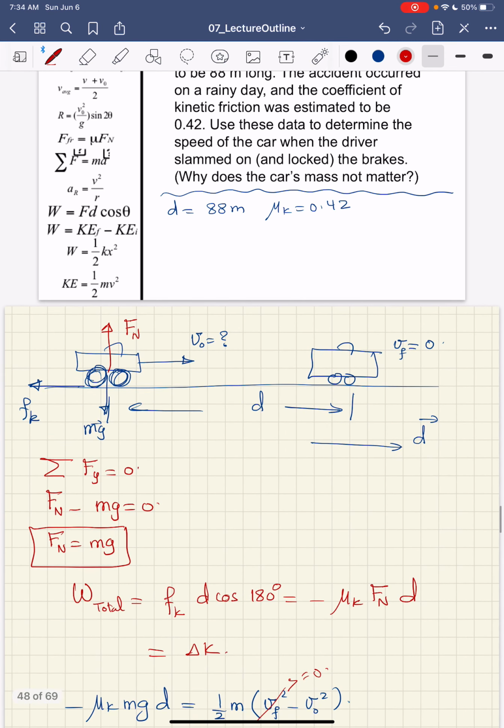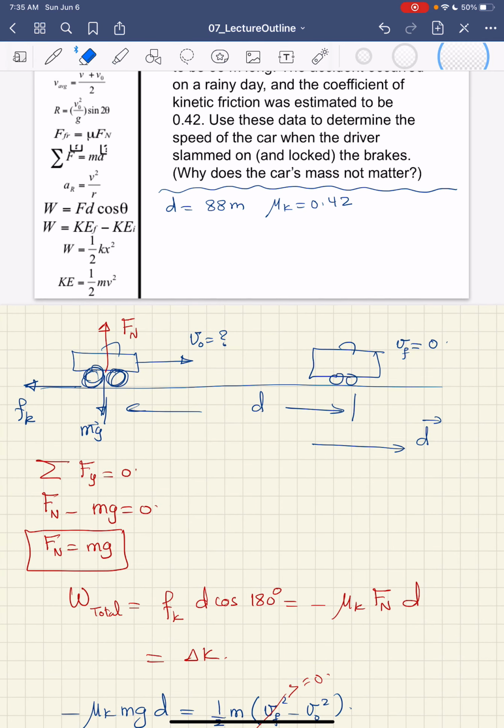Of course, here we have the situation showing all the forces on the car, and this is the minute that the driver has slammed on the brakes, and there is the normal force, the mg, and the force of friction. Initially, the car was moving with v0, that velocity that I need to find, and then finally it will stop.